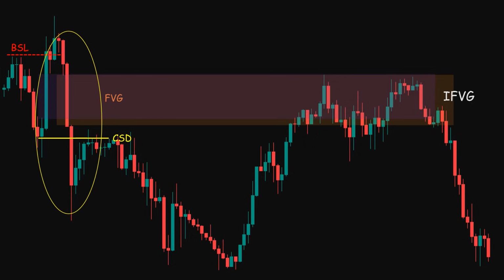Always use CSD in the context of higher time frame bias. For example, if you expect bullish order flow from a higher time frame key level after a mitigation, you can confidently execute the trade using a single CSD with an IFVG.